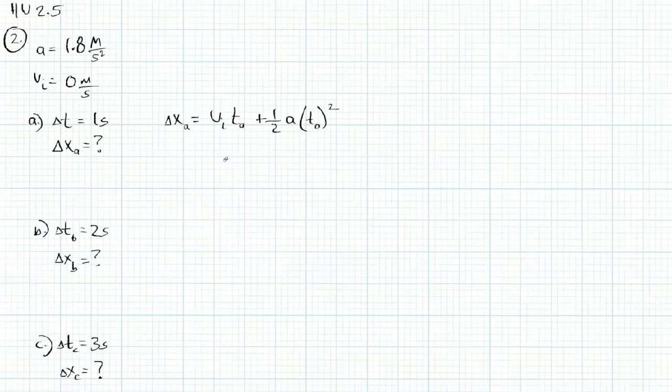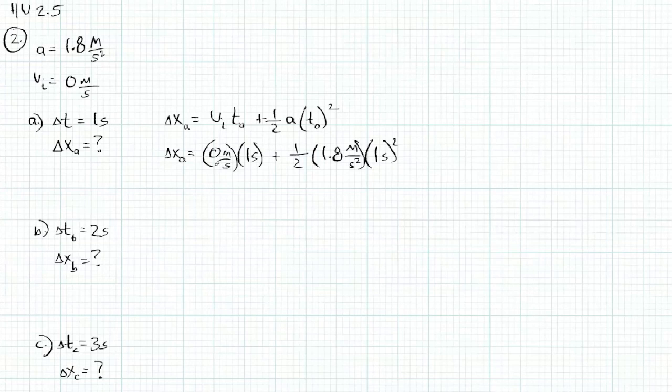So this will actually simplify down a little bit. Let's put some numbers in here. Our displacement at A is going to be equal to 0 meters per second, that's our initial velocity, right? And that'll be handy because 0 times anything is 0. But just for clarity's sake, I'm going to put in the time anyway, times 1 second, plus 1/2 times the acceleration, which is 1.8 meters per second squared, that's our acceleration A, times the time at A. What is the time at A? It's 1 second, right? But that whole value is going to be squared. So times 1 second, the value squared.